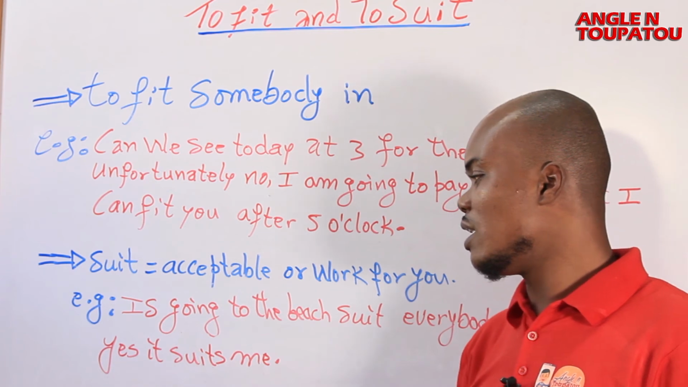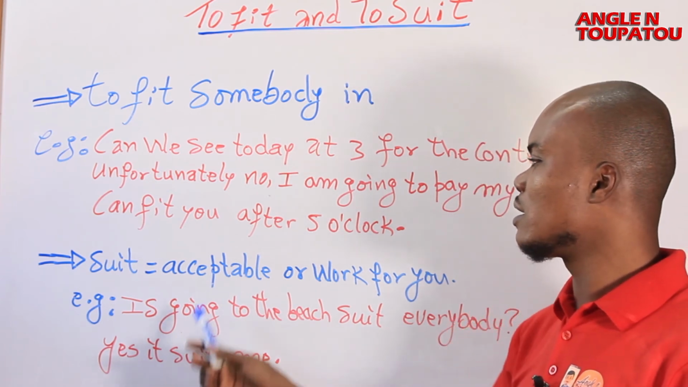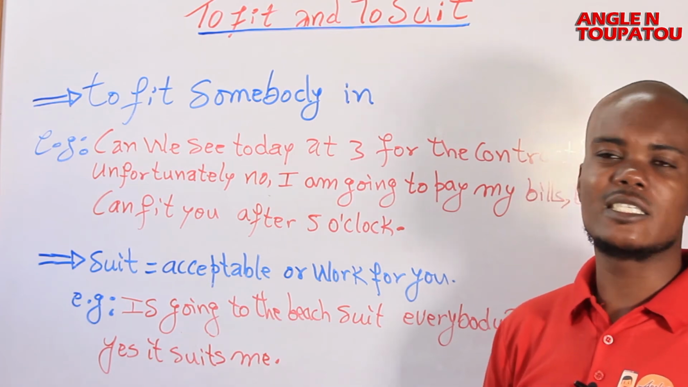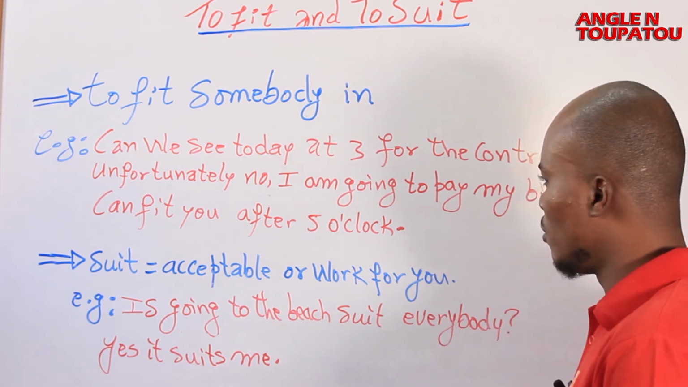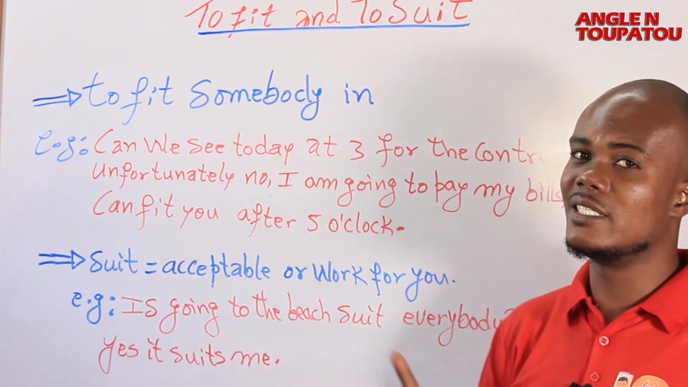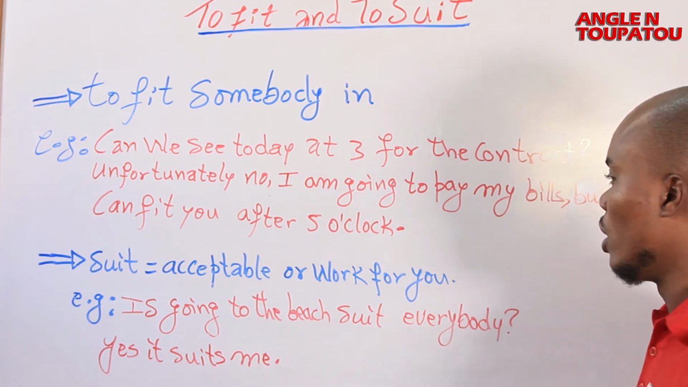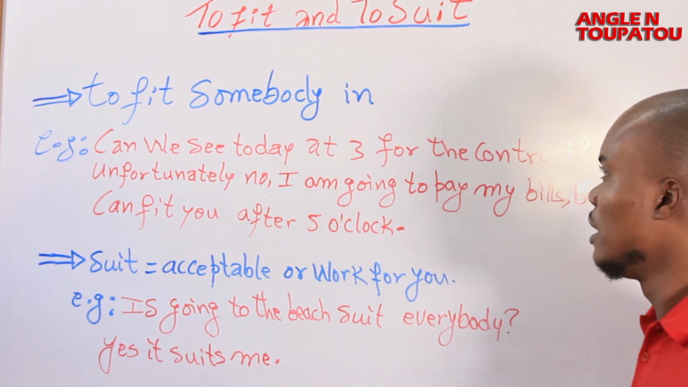Gon moun qui répond, dit, yes, it suits me. Gon l'autre qui répond, dit, yes, it suits me. Ça veut dire, it's acceptable for everybody. Li acceptable pour tout le monde. Li bon, li marche pour tout le monde. So, you can use suit in the second context to talk about something that is acceptable for somebody or works for somebody, something that works for somebody.